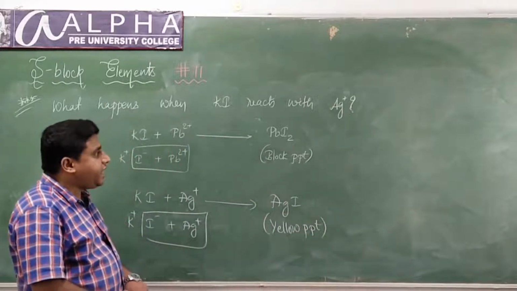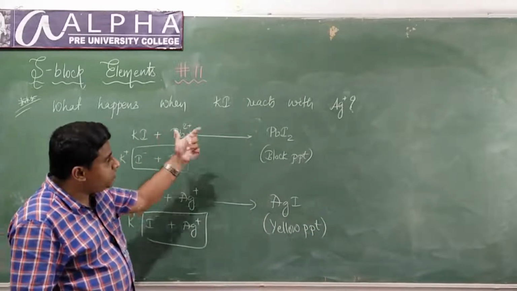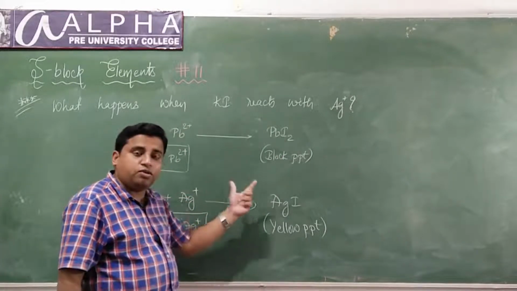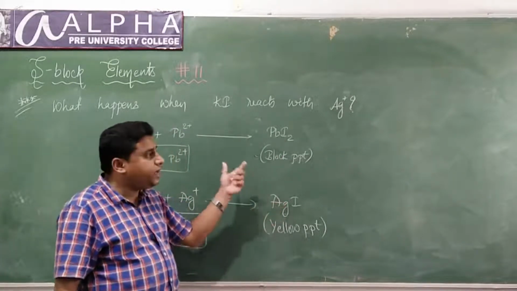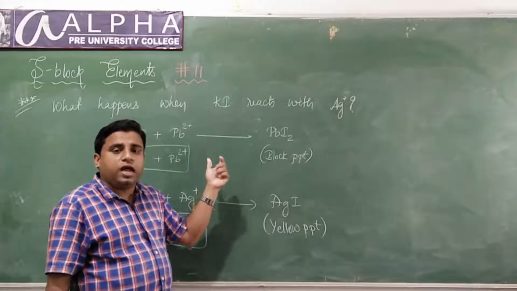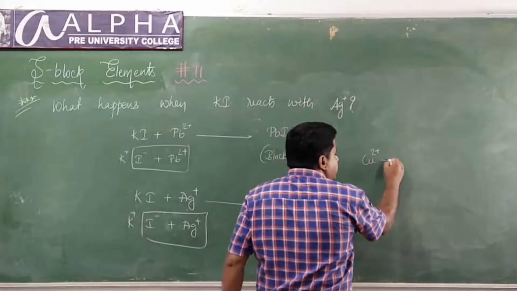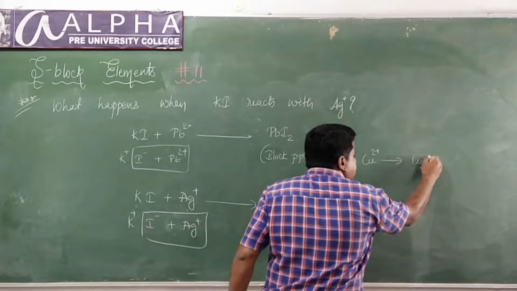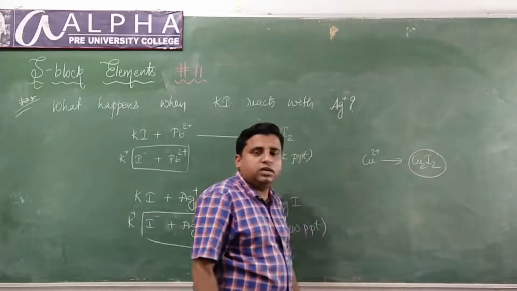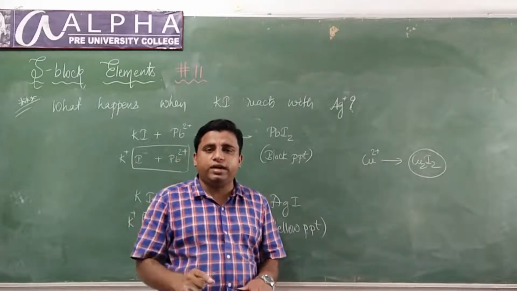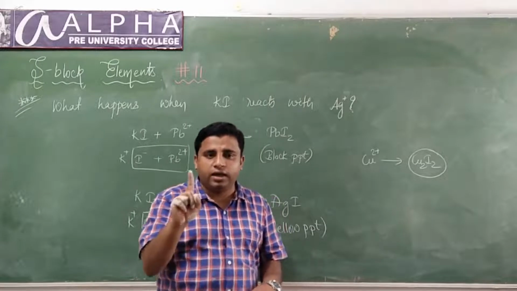When it reacts with lead ions, it will form a black precipitate of lead iodide. When it reacts with silver ion, it forms a yellow precipitate of silver iodide. When it reacts with copper ion, it will form a white precipitate of what? Cu2I2, isn't it? So now we will go with the reaction with a very important ion, that is mercurous ion.